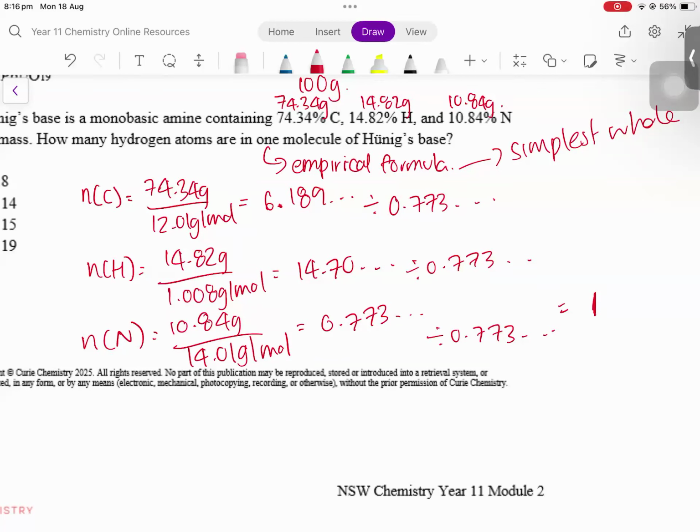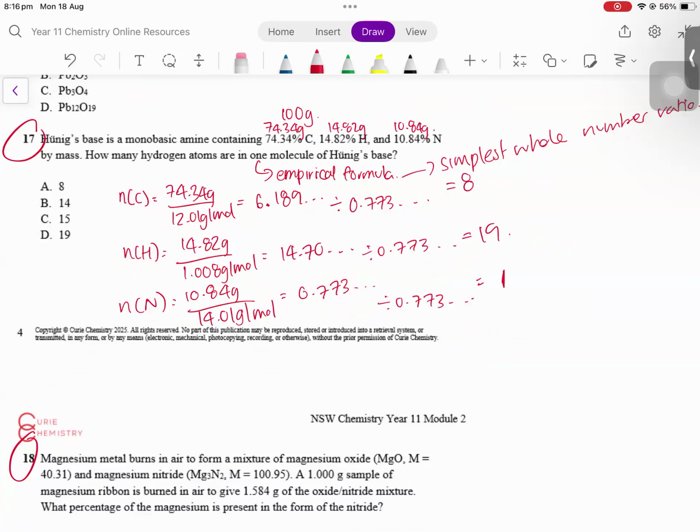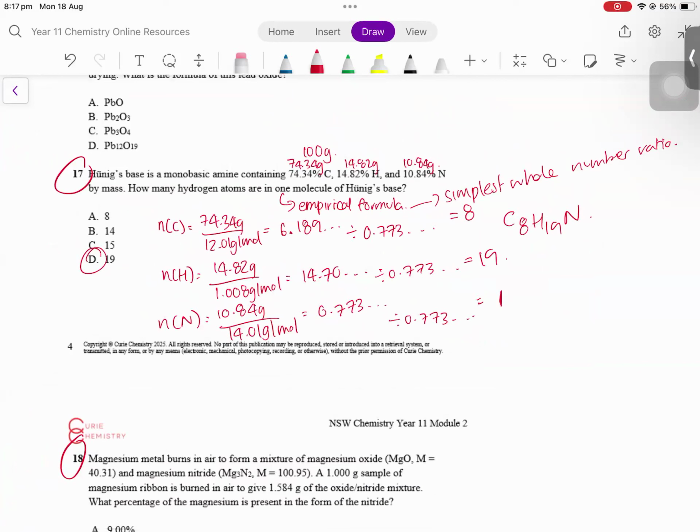So carbon 8 and then hydrogen 19. Your answer for this question is, they've asked you for hydrogen atoms only, guys, so your answer is D, 19. But if the question was asking you directly to express the empirical formula, then you go C8H19 and a single nitrogen. If they ask you for the formula directly, just put the number as the little subscript on the bottom right. Okay. So this is your base case for an empirical formula question.